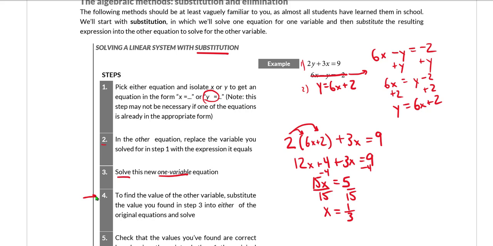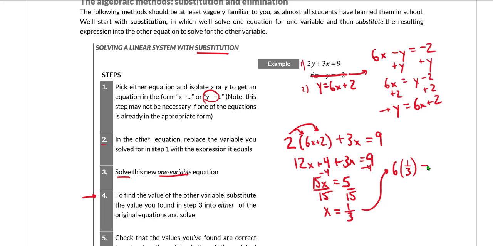In step 4, what it says is I can find the value of the other variable, in this case the y, by substituting the 1/3 into one of the two equations. Probably the easier equation to use would be the second equation up there, 6x minus y equals -2. I'm not going to use this rearranged form here. I want to go back to the original equation. So, again, this is step 4, where I am substituting the value I just found for x in the second equation.